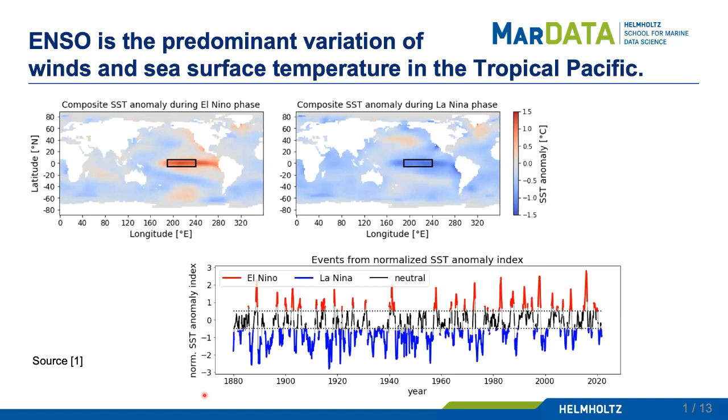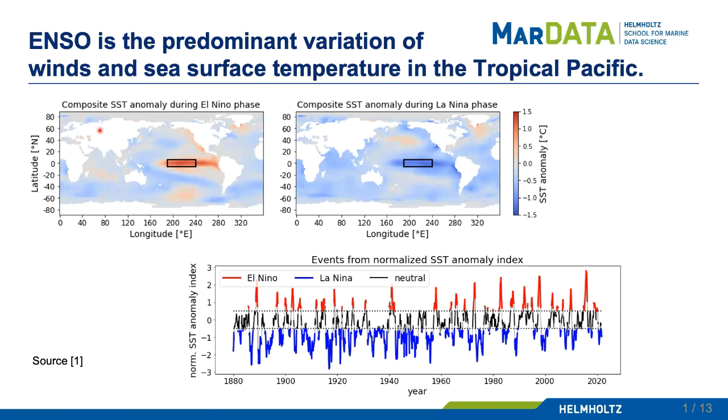Okay, let's start with some words on the problem statement. I often use El Niño Southern Oscillation, also called ENSO, as a showcase example because it is a well-known climate phenomenon, so it's suitable as a nice toy problem. It's the predominant variation of winds and sea surface temperature in the tropical Pacific area. The positive phase, El Niño, is characterized by unusually warm sea surface temperature in the tropical Pacific. The opposite phase is called La Niña, which is characterized by unusually cold sea surface temperature.